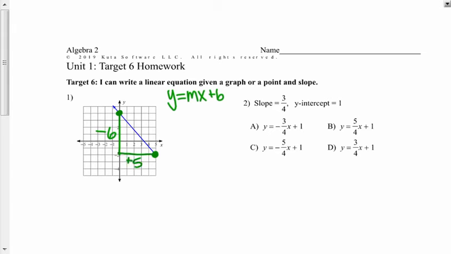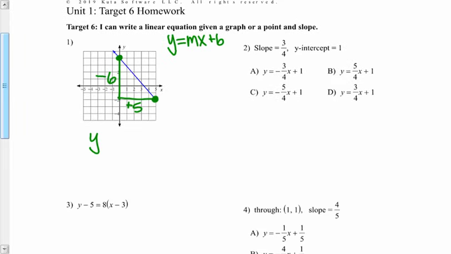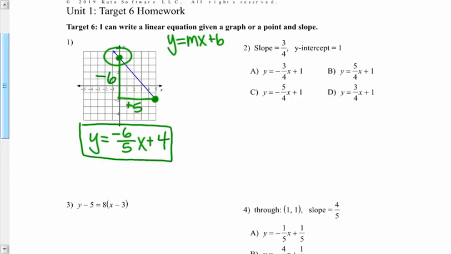So writing slope-intercept form, I'm going to start with y equals. The rise was down 6 over the run, which was positive 5, so negative 6/5. It makes sense that that slope is negative because it's going downhill. Then I can tell what the y-intercept is just by looking at the graph. I can see it crosses the y-axis up here at 4. So that would be my slope-intercept form of this equation.